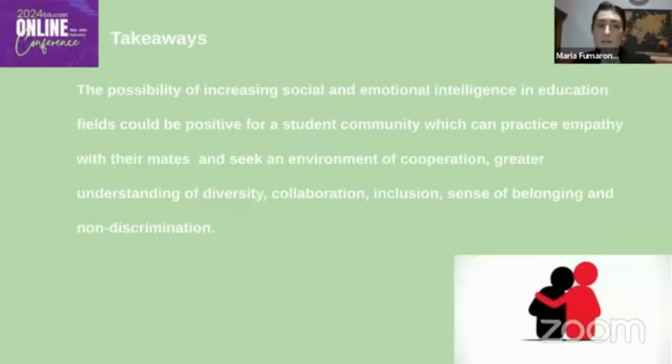Which are the takeaways for this session? It's the possibility of increasing the social and emotional intelligence in education fields, which could be positive for a student community, which can practice empathy with their mates and seek an environment of cooperation, greater understanding of diversity, collaboration, inclusion, sense of belonging, and non-discrimination.